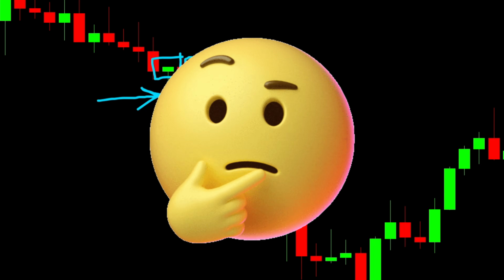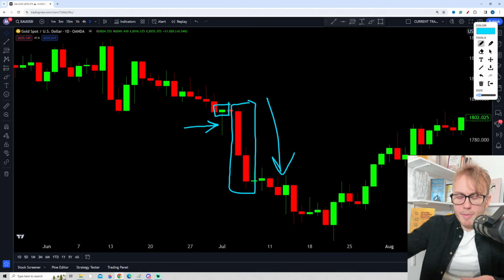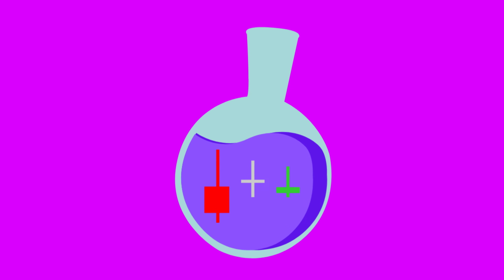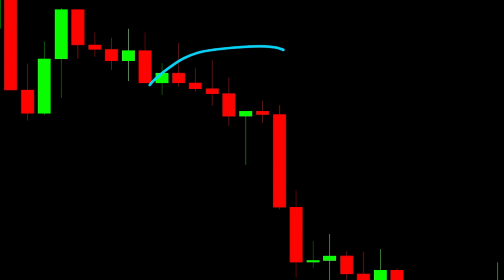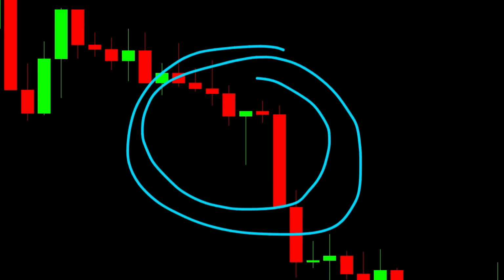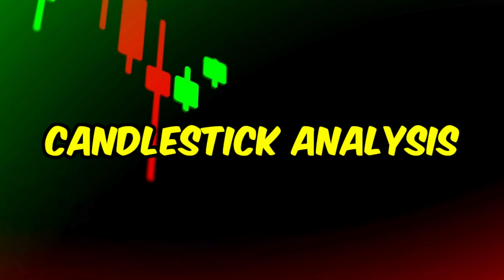But why did this happen? Well, to understand this move, we need to learn the 3-step formula I talked about in the intro. So I will return to this example very soon. But now, the first step we need to learn is something called candlestick analysis.